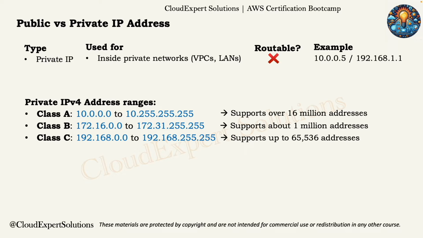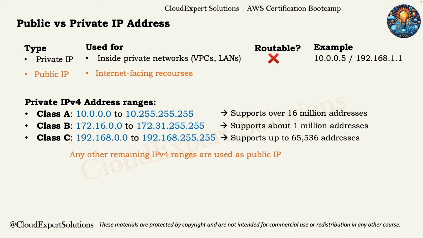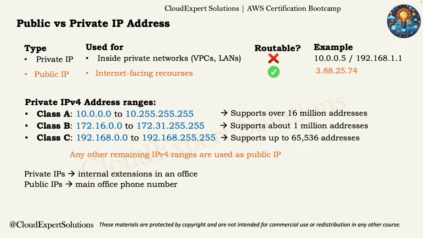Apart from these IP ranges, if you see any other IP, those are all public IPs. Now public IP is used for any internet-facing resources, and that is why it is routable from the internet. One example could be 3.88.25.74. For you to easily understand the difference between private IP and public IP, private IPs are like internal extensions of an office. They allow devices to talk within a building or network, whereas public IPs are like a main office phone number which can be dialed from outside.